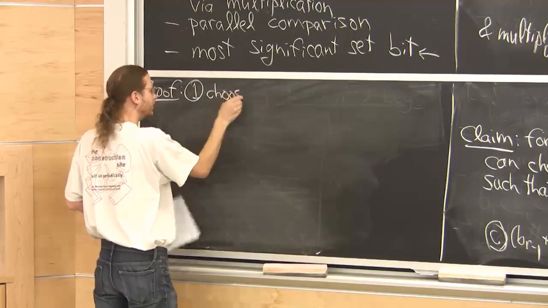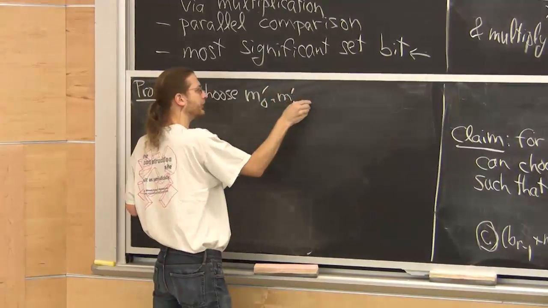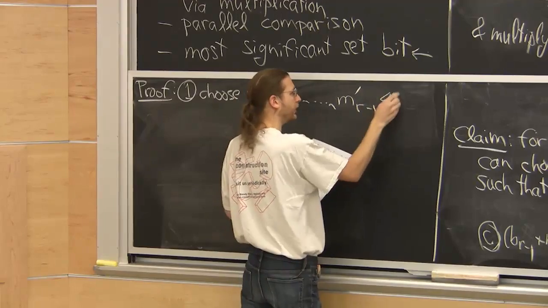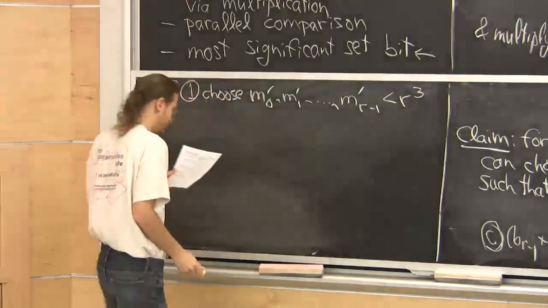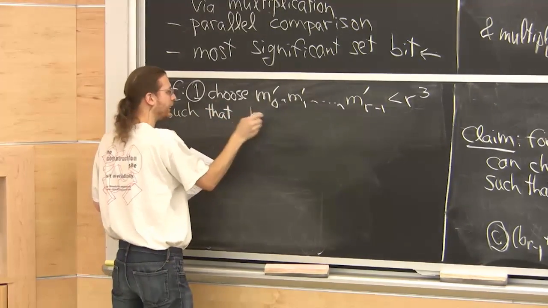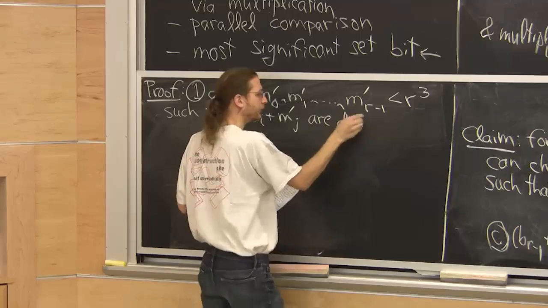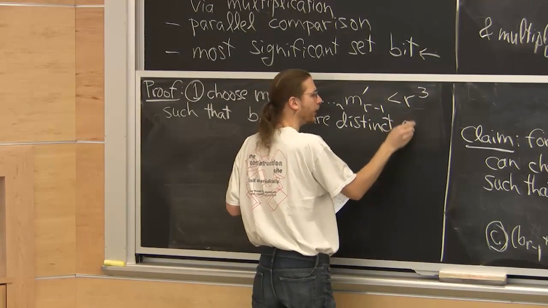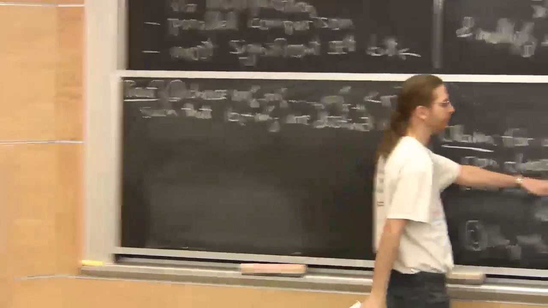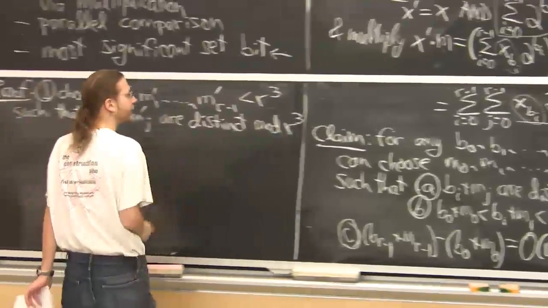And these are going to be the mi primes, not quite the mi's that we want, but they're all going to be integers less than r cubed, greater than or equal to 0. And they're going to have the property that the bi's plus mj primes are distinct mod r cubed. So this is a stronger version of A. We really just need them to be distinct, but to make it easier for the other steps, we're going to force them to be distinct mod r cubed.